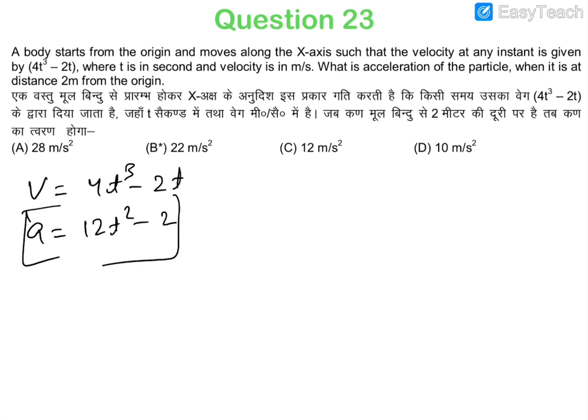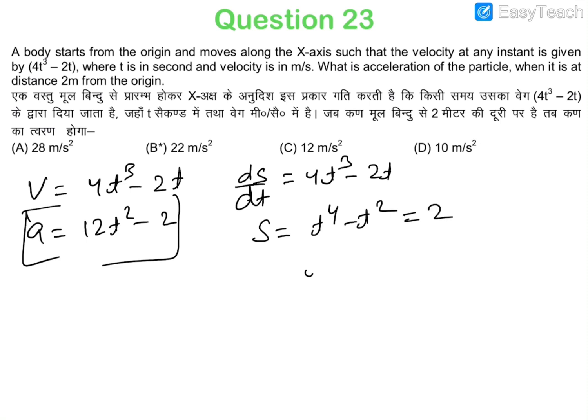And if we write down v as ds by dt, then it is equal to 4t cube minus 2t. Initially the velocity was 0 and it starts from the origin, so initially s was also 0. Integrating it directly, it is t to the power 4 minus t square. So when s will be 2, then t square into t square minus 1 is 2. This is the value, and we have to find out the value of acceleration.